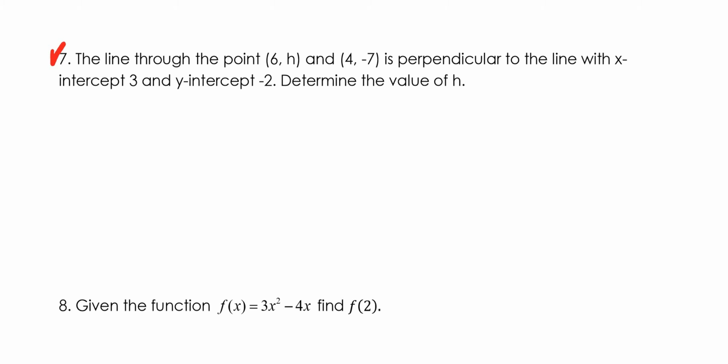All right, let's take a look at question number 7 here from the practice test. So there's a line through the point (6, h) and (4, -7), and it's actually perpendicular to the line with an x-intercept of 3 and a y-intercept of -2. And the question is, determine the value of h.